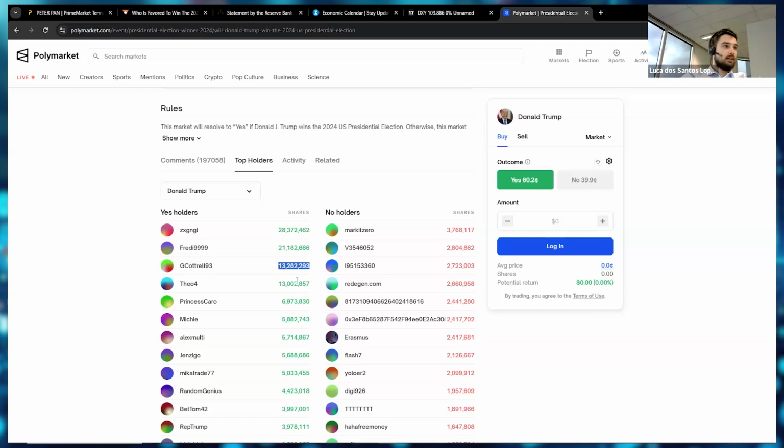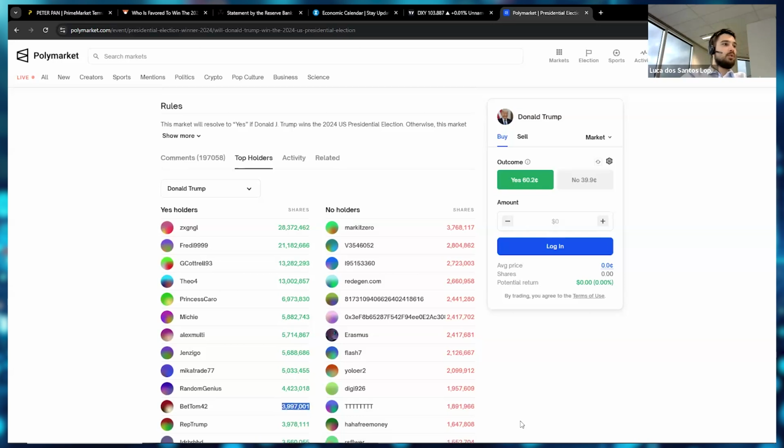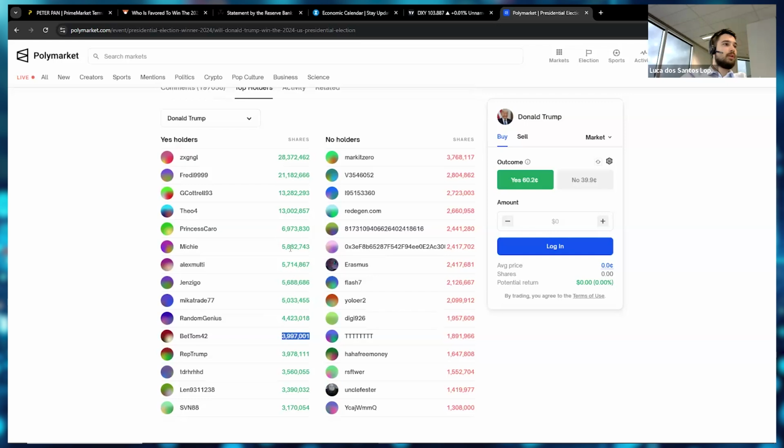This other guy is 13 million. This other one is 13 million, 6 million, 5 million, 5 million, 5, 5, 4, and then only 3 million here. So we have pretty much 10 people holding much more shares than the no holders. No holders is Kamala Harris, yes holders is Donald Trump. So Kamala Harris is only with 3 million, 2 million, 2, 2, 2, 2, and then 1 million, less than a million, and so on. So really interesting how this works.